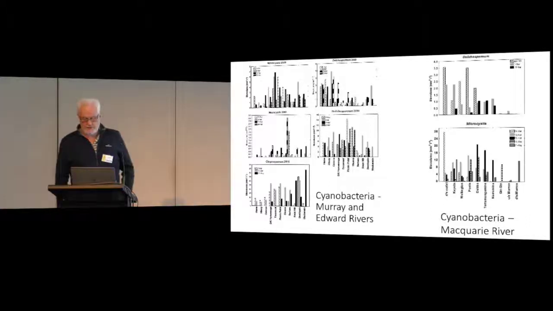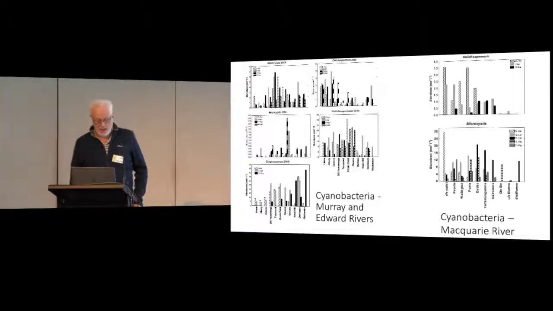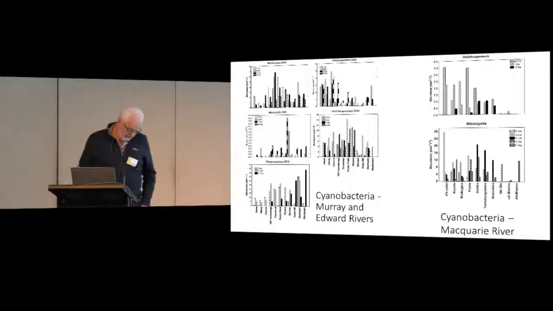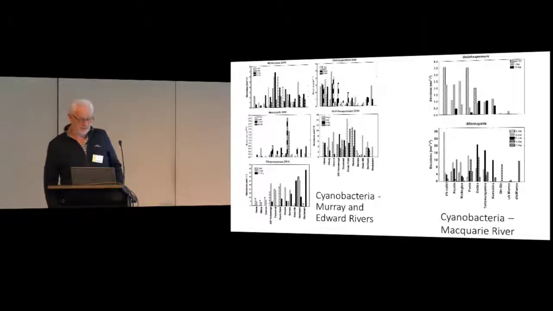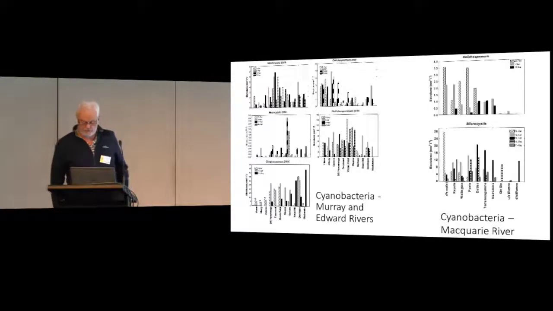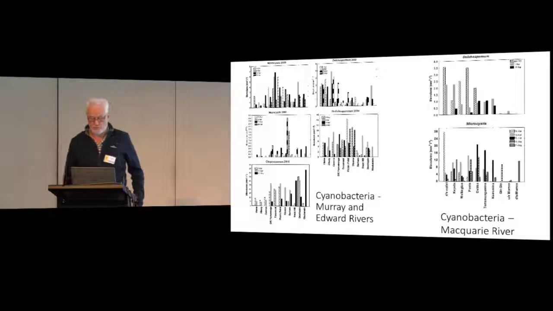And there's a similar story with the cyanobacteria in the Macquarie River during the bloom in 1998, with both Microcystis and Dolichospermum surviving, especially Microcystis surviving with a considerable biomass, at least as far as Narromine, which is 184 kilometres downstream of Burrendong Dam, and some through as far as Warren, which is almost 300 kilometres.